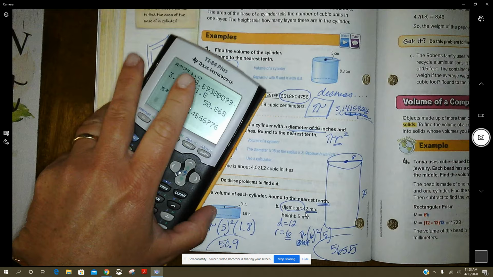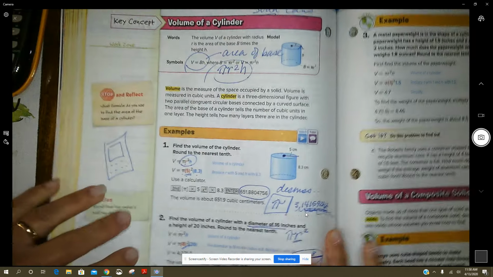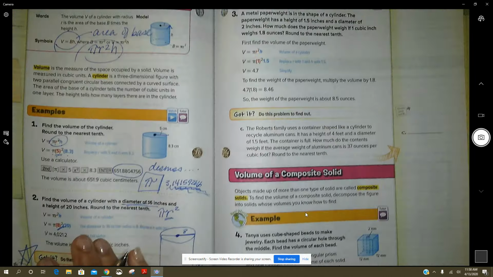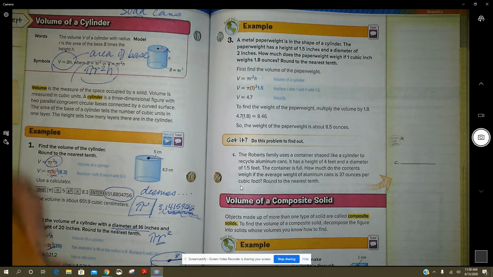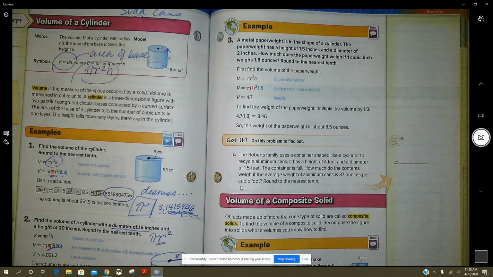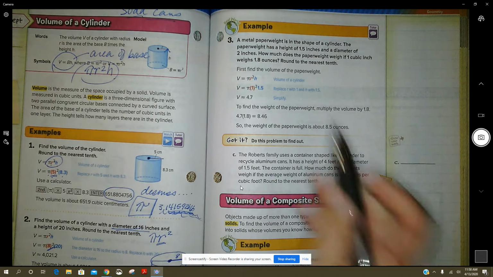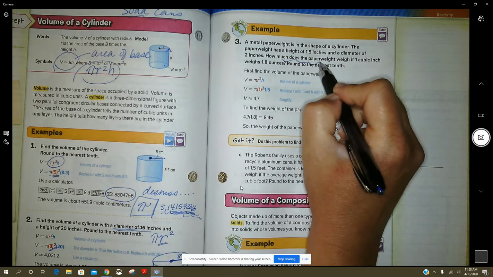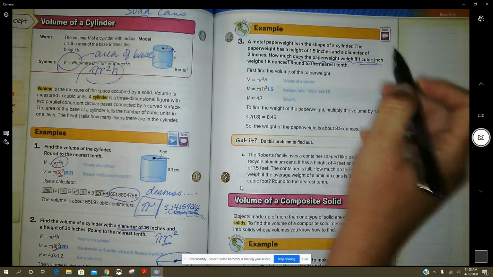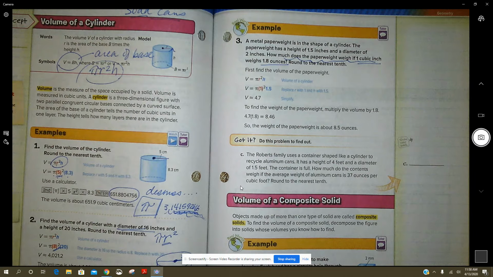All right, let's go take a look at example number 3. So example number 3, up at the top, we have a metal paperweight in the shape of a cylinder. The paperweight has a height of 1.5 and a diameter of 2. And so how much does it weigh? Oh, and there's an extra little caveat. How much does it weigh if 1 cubic inch weighs 1.8 ounces?